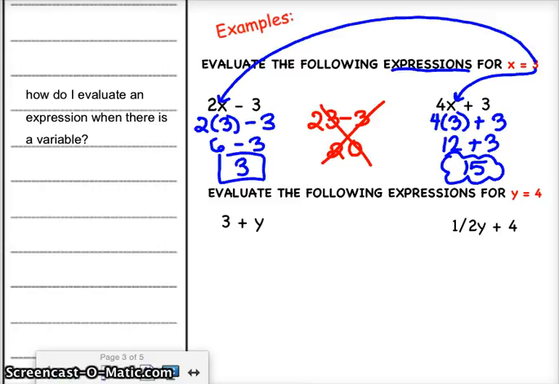Okay, evaluating doesn't just have to be for x, it's a variable representation. So you can use any kind of variable. Same thing, we're going to evaluate the following for y is 4. So we put a 4 where the y is. 3 plus 4, 7.